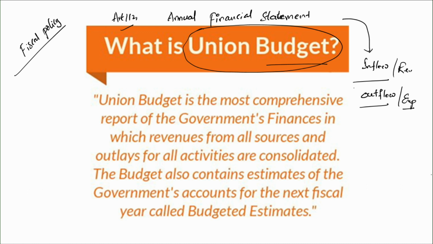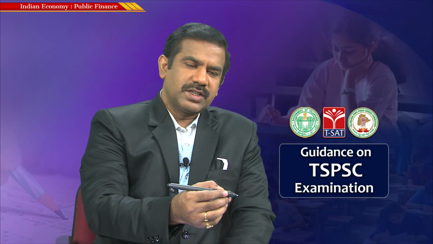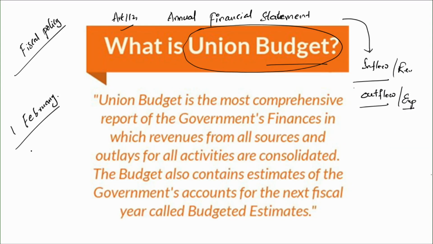So like in monetary policy, I said the RBI would have an annual policy. Similarly, in India, when it comes to fiscal policy, the government of India submits an annual financial statement to the Parliament, because every year on the 1st of February, or the first working day of February, it's a practice in India. In the good old days, somewhere before 2016-17, five years ago, it used to be on the last working day of February.